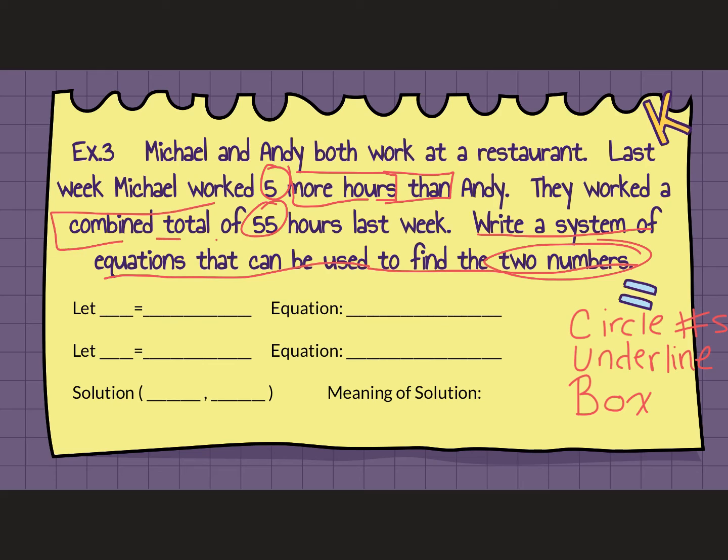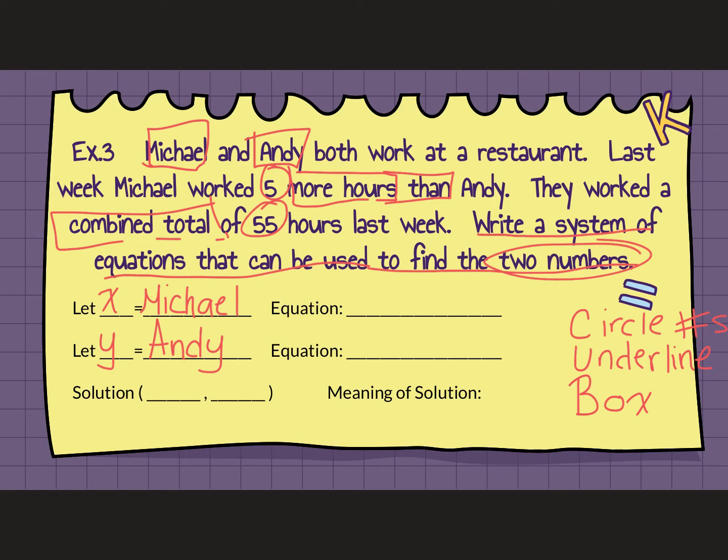Combined total of 55. So my question is, well, what are we combining? It looks like we're combining hours, but of what? And it's going to be the hours that Michael and Andy both put in. So let's go ahead and write Michael and Andy. So now we need to decide what is our X and what's our Y. Let's let Michael be the X and Andy be the Y.